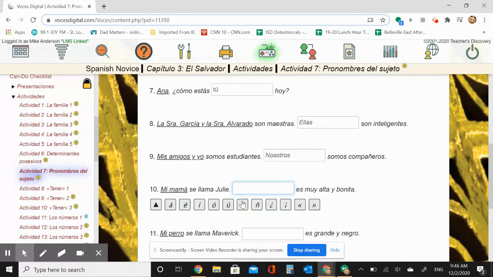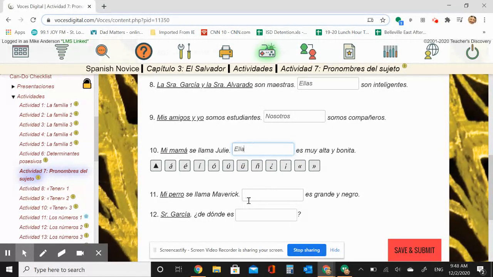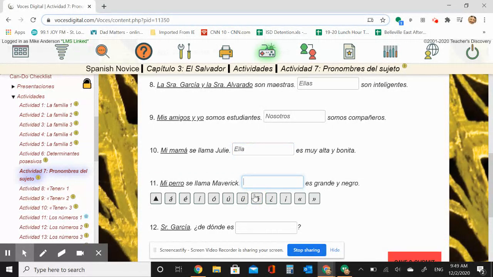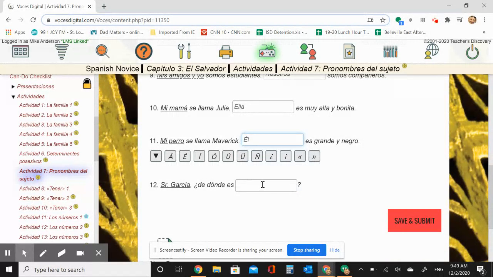Okay, mi mamá se llama Julie. Ella, right? Ella es muy alta y bonita. Two more. Number 11 says, mi perro se llama Maverick. And it's the start of a sentence, so it's a capital E. So we have to go up to this here to make the capital E, and then the L, E-L. Él es grande y negro.